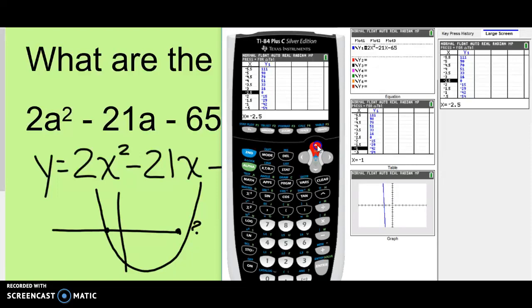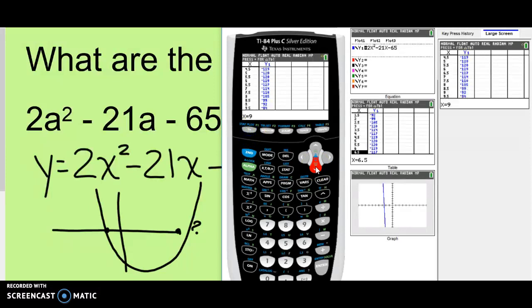So I'm going to scroll a little bit. My calculator likes to go a little bit longer than I press the button. And I'm going to wait and see if my y turns to 0 again. So I got to go past 10. Takes a little while when you're graphing and you're counting by 0.5s.